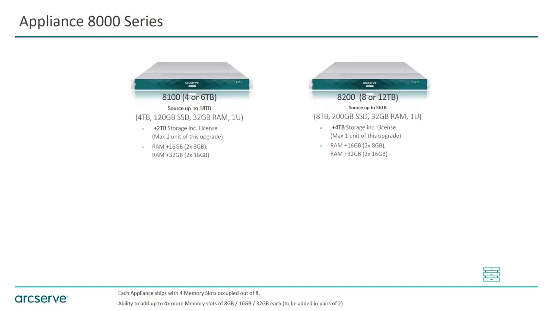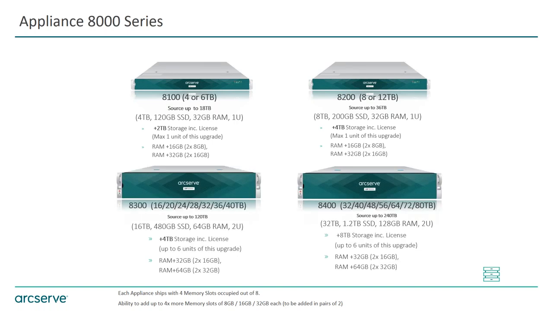So we have four units in our range. We have the 8100 and 8200. These are 1U units. The 8100 starts at 4 terabytes and can be expanded up to 6 terabytes of internal storage. The 8200 starts at 8 terabytes and can be expanded up to 12 terabytes of internal storage. And then we've got two larger units. The 8300 is a 2U unit. That starts at 16 terabytes and can be expanded to 40 terabytes of internal storage. And the 8400, which is our largest unit, starts at 32 terabytes and can be expanded up to 80 terabytes of internal storage.